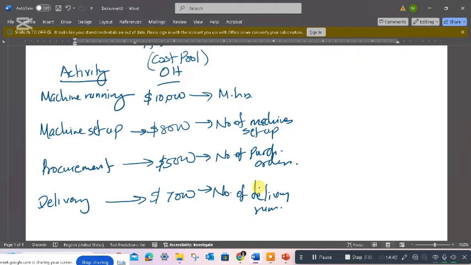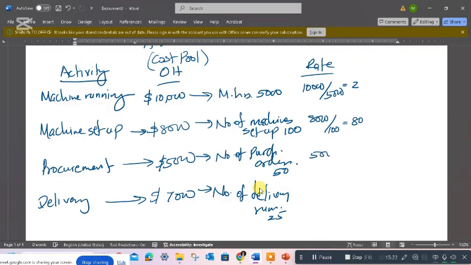So in this month, let's say they are planning to work 5,000 machine hours, do 100 machine setups, 50 purchase orders, and 25 delivery runs. Now divide and get a rate. The rate is going to be the overhead application rate for each activity separately. 10,000 is the overhead of machine running, over 5,000 hours, so $2 per hour. 8,000 is the overhead of machine setup, 100 setups, so per setup it's 80.